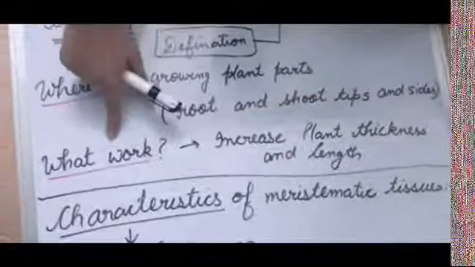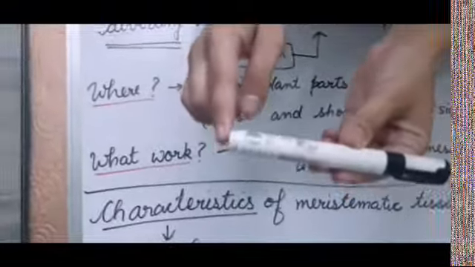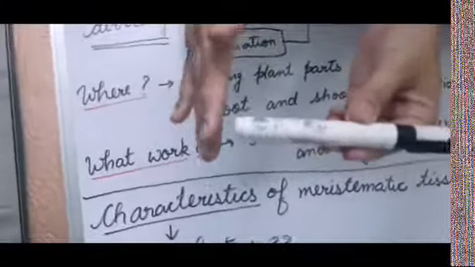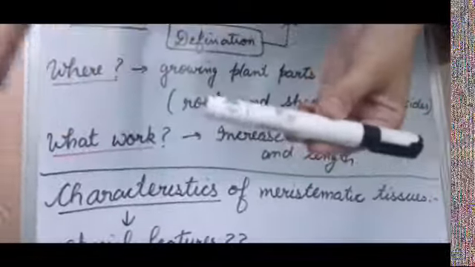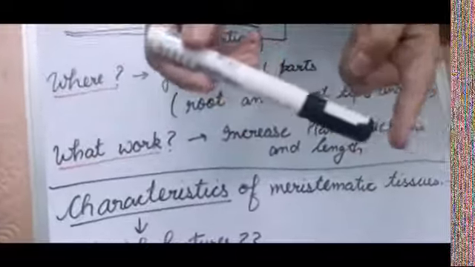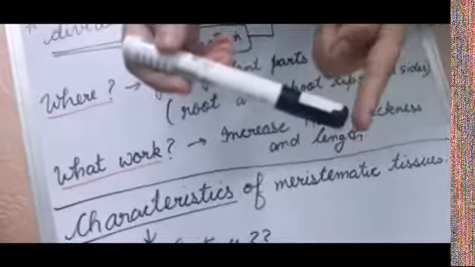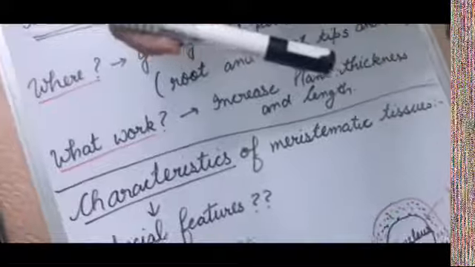Okay, now what is the work of meristematic tissue? Now suppose meristematic tissue is present here at the root tip. So what will happen? The cells will keep on adding, 1 cell, 2 cell, 3 cell, 4 cell, and the length of the root will increase. The root will increase in its length. Same way, this is the shoot tip. So here what will happen? The cells will divide, 1 cell, 2, 3, 4, and so on. So the length of the shoot will also increase.